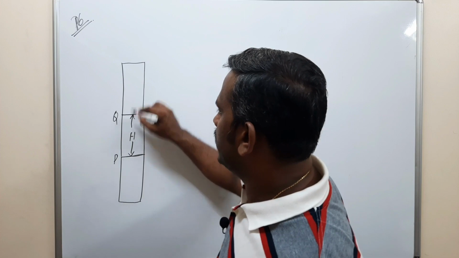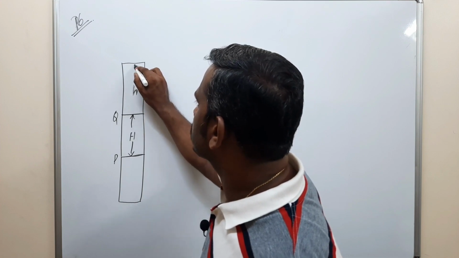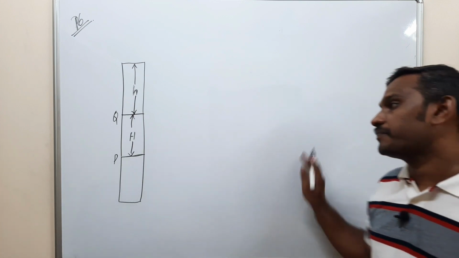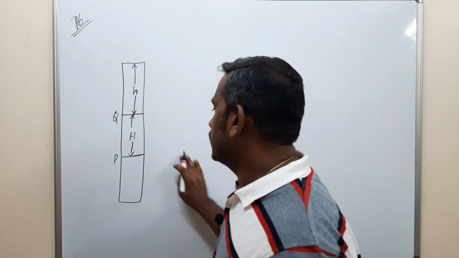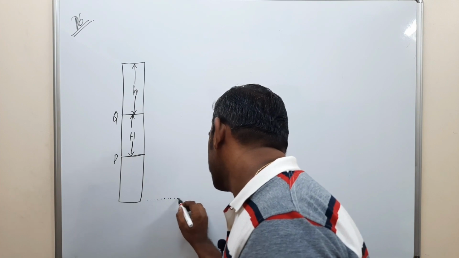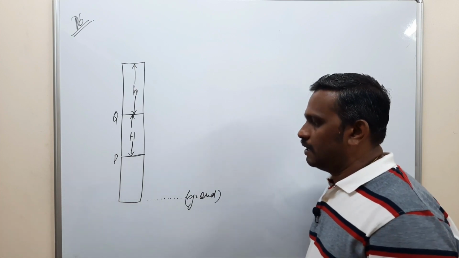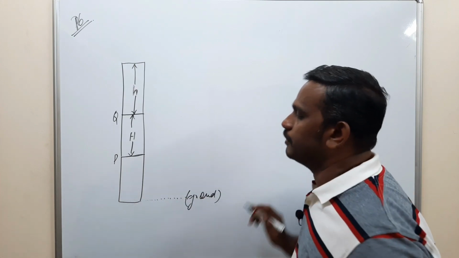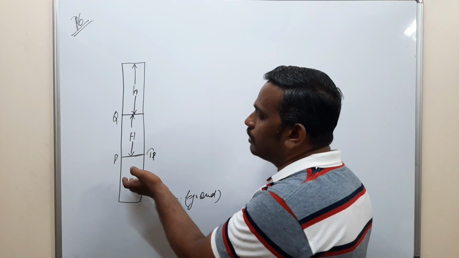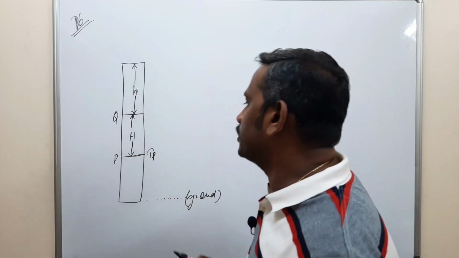The remaining height, the height from the top of the tower, that we take as small h. Let a ball be projected vertically upwards from the ground. So this is the ground level. Let TP be the time taken by the ball from the point P to reach the maximum height of the tower and come back to the point P.